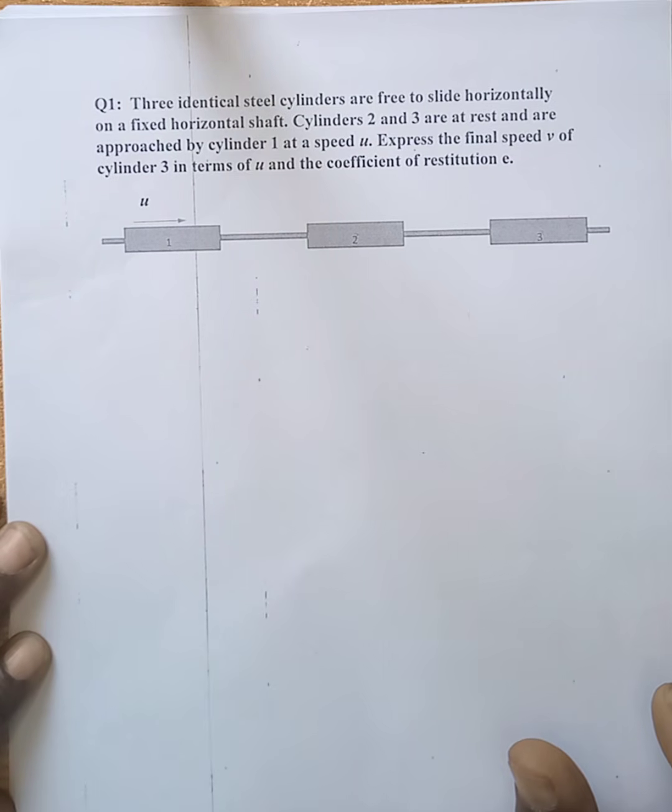This question says that there are three identical steel cylinders that are free to slide horizontally on a fixed horizontal shaft. Cylinders 2 and 3 are at rest and are approached by cylinder 1 at a speed u. We are to express the final speed v of cylinder 3 in terms of u and the coefficient of restitution. Now let's start.